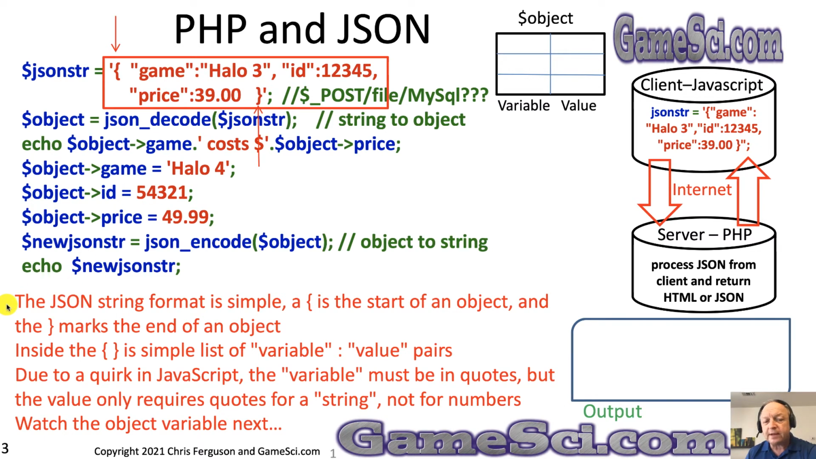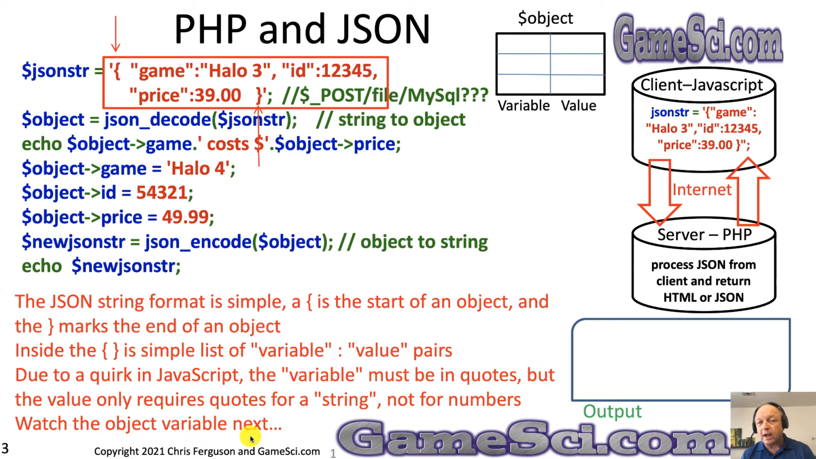The JSON string format is simple. An open curly brace is the start of the object, and the closed curly brace marks the end of the object. Inside the curly braces, a simple list of variable : value pairs. See how they're comma separated? There's a variable and a value, comma, there's another variable and a value, comma, there's another variable and a value. Due to a quirk in JavaScript, the variable must be in quotes, but the value only requires the quotes for strings, not for numbers. Notice how the variable names are in quotes, but the values don't have to be in quotes.